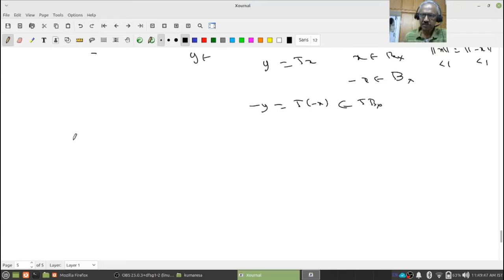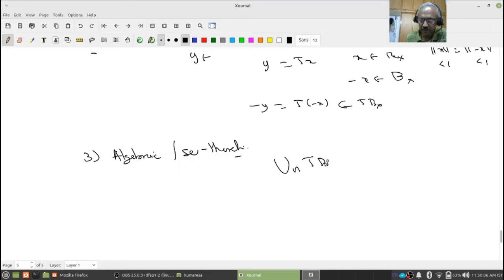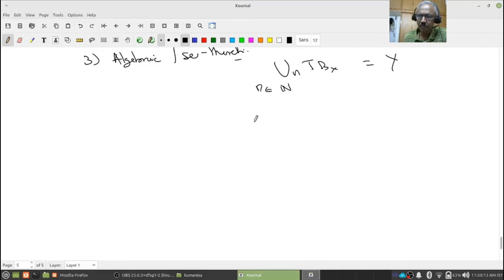And the third thing is algebraic or set theoretic. That is, look at the union of n times T(B_X) as n varies over the natural numbers, then I claim it is all of Y. Why does it follow? This is where we are going to use that T is onto.